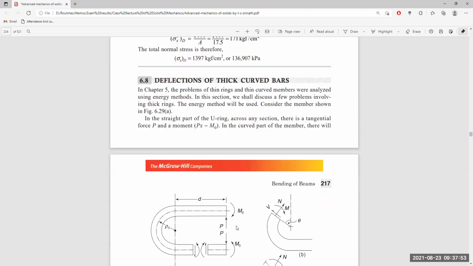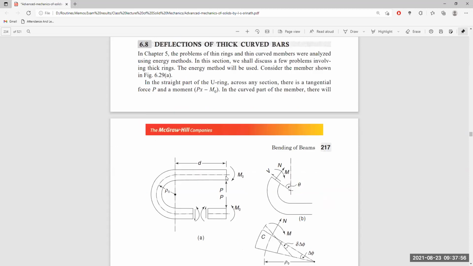There are two parts here. One is the straight part from here to here, and another is the bent part from here to here. So you have to know the deflection of both of them. On the straight part of the ring, there is a tangential force P at the end of the straight part, and thus an external bending moment M0 is acting, which is clockwise here and anti-clockwise here.